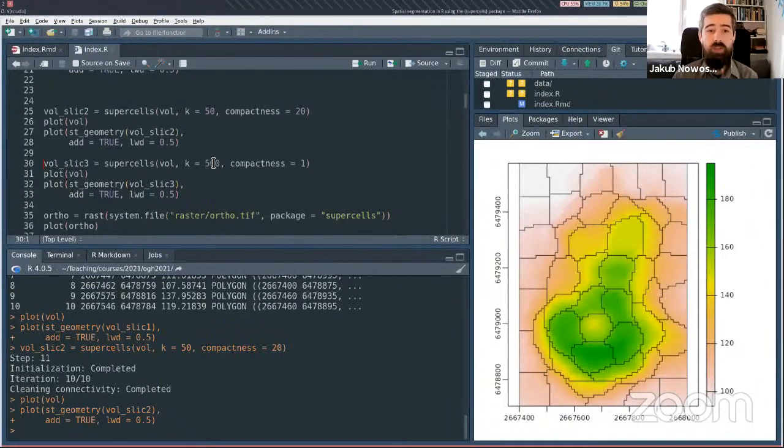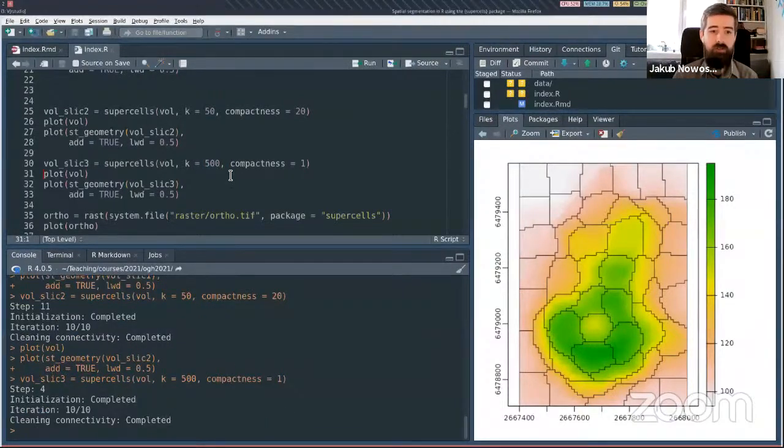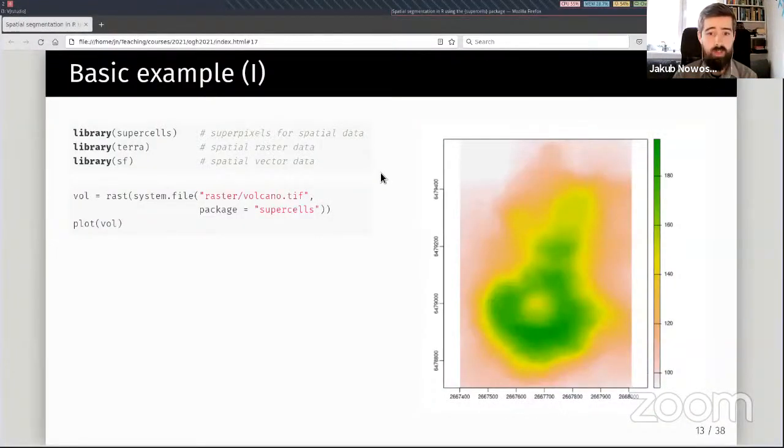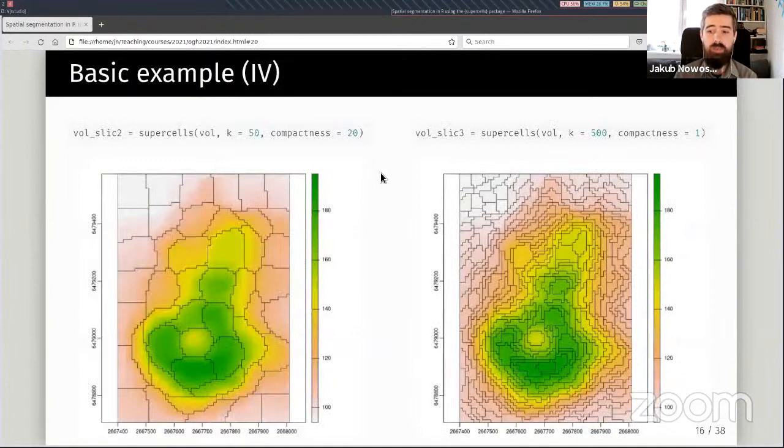And the second main parameter is the number of superpixels, or alternatively, the distance between them. And if I change the value from 50 to 500, so I increase the number of my superpixels 10 times, you can see that now our area is covered by a large number of superpixels, or a large number of polygons. So this is how we can basically control the result. This is a fairly easy example, just using one variable.